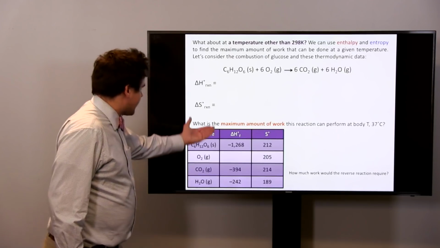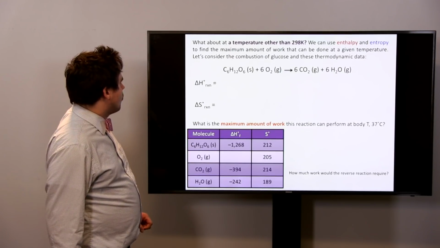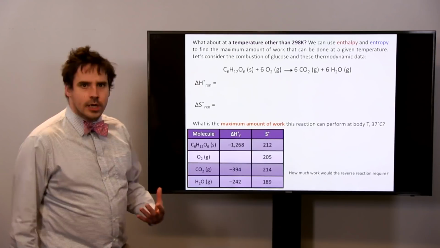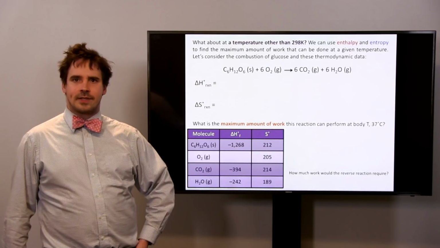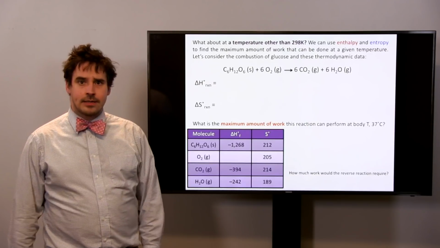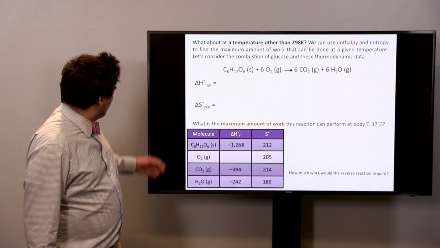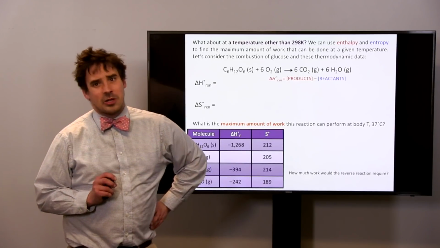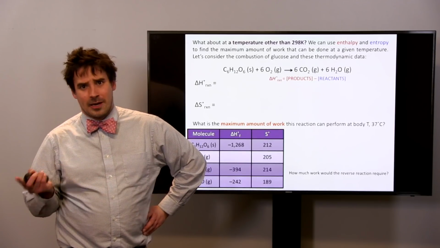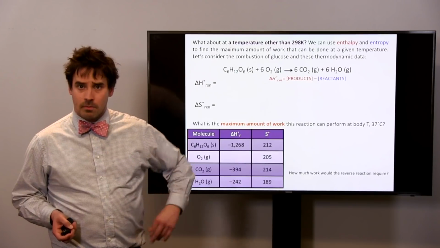Given these thermodynamic data, let's try to find out what the amount of work that glucose combustion can do at body temperature, 37 degrees Celsius. So we'll do this one in phases. First of all, what is the enthalpy change of this reaction? Remember, whenever you're looking for standards, you can use products minus reactants. So let's do just that.